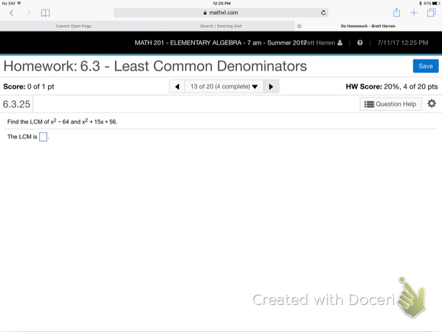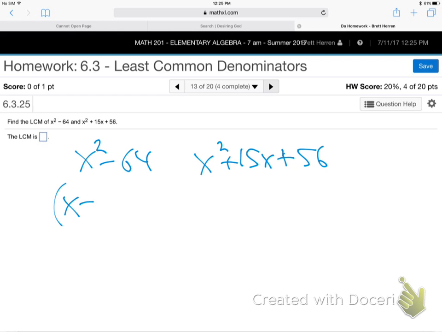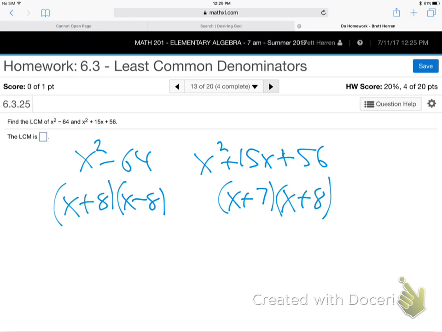Okay, 13. X squared minus 64. X squared plus 15x plus 56. What do you need to do first on these guys? Factoring. I'm just going to do that real quick because we don't have time, and I know you can all factor. We've got to get going with the examples of how you do LCM. So there they are. I factored them for you. That first one's a difference of squares, second one's a FOIL.